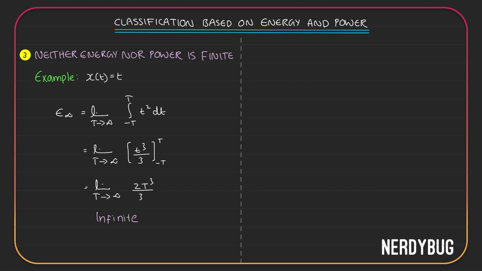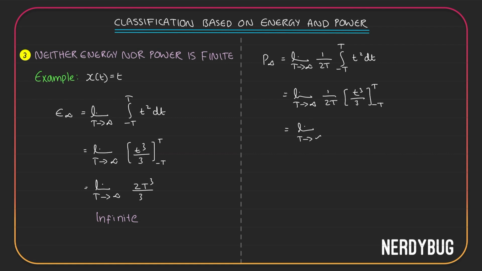Let us try power as well. Power is given as limit t tends to infinity 1 by 2t integral from minus t to t x of t whole square, which is t square, dt. Integral t square is t cube by 3, so this becomes limit t tends to infinity 1 by 2t, t cube by 3. We have to apply the limits from minus t to t. That is limit t tends to infinity 1 by 2t, t cube by 3 minus minus t cube by 3. They get added, we get 2t cube by 3.